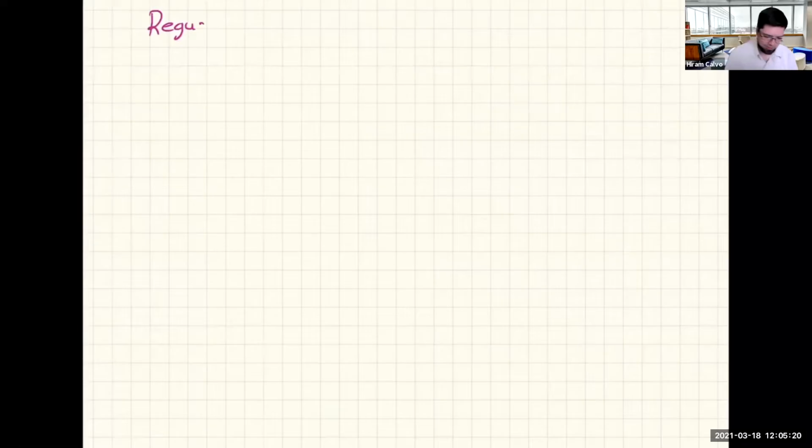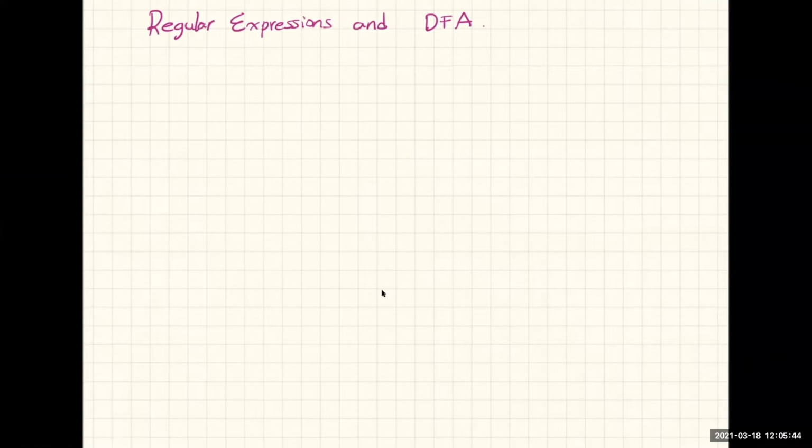So I'm starting the yellow board. Okay, so we have regular expressions and DFA. So far, we have been trying to intuitively do some conversion between regular expressions and DFA, and homework was related to this issue precisely.